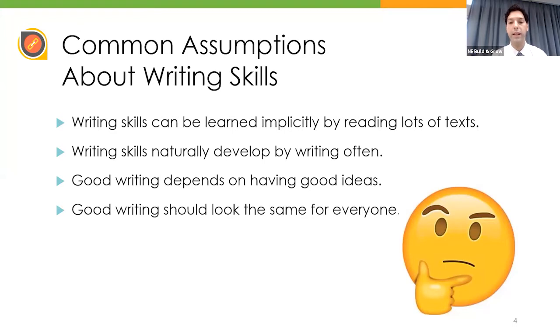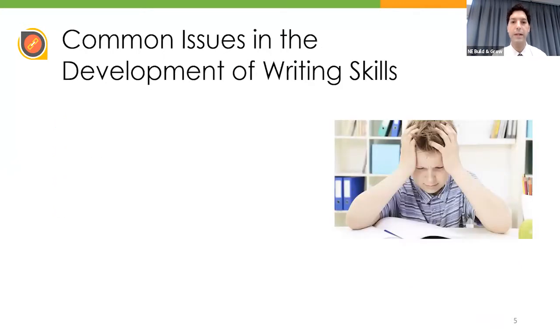All right, now, good writing should look the same for everyone. Of course, this is not exactly true. If we've ever read novels by different writers, we see that everyone has their own writing style, and it's okay for individual characteristics to come out in different people's writing. The only thing that's important to keep in mind is that even though all writers are different, and good writing is not necessarily the same, there are some similarities that good writers share, right? So we're going to go ahead and see what some of those could be as we are going through this presentation.